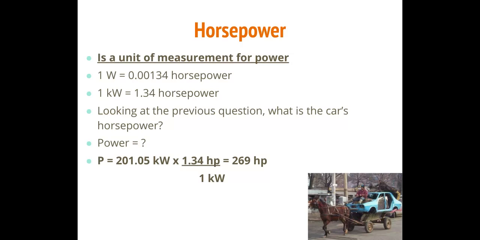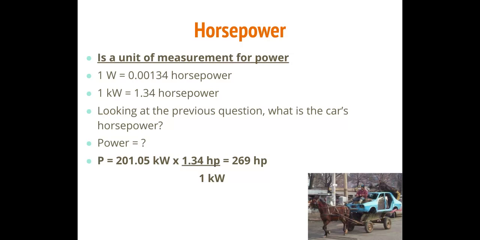Horsepower. This will be the last slide before moving on to the check your understanding. Because we talk about power, we have to talk about horsepower. There's going to be a reading this week that covers horsepower, to help you understand where exactly we get this idea of horsepower. Horsepower is still a unit of measurement of power. 1 watt is equal to 0.00134 horsepower, or 1 kilowatt is equal to 1.34 horsepower.